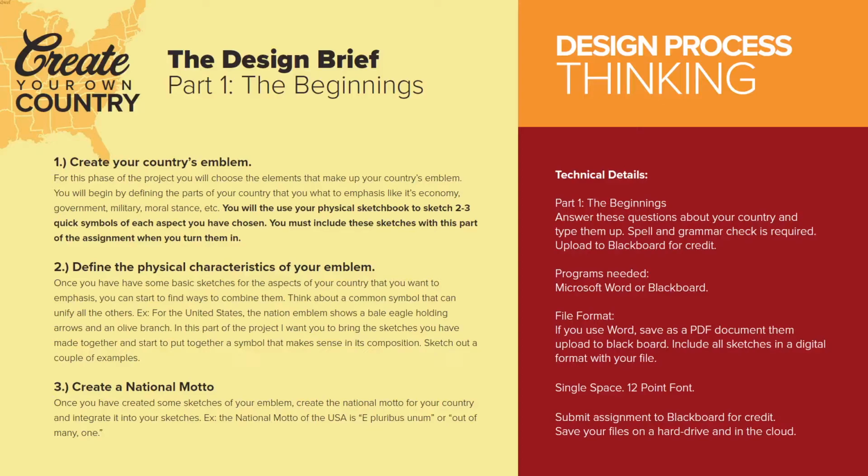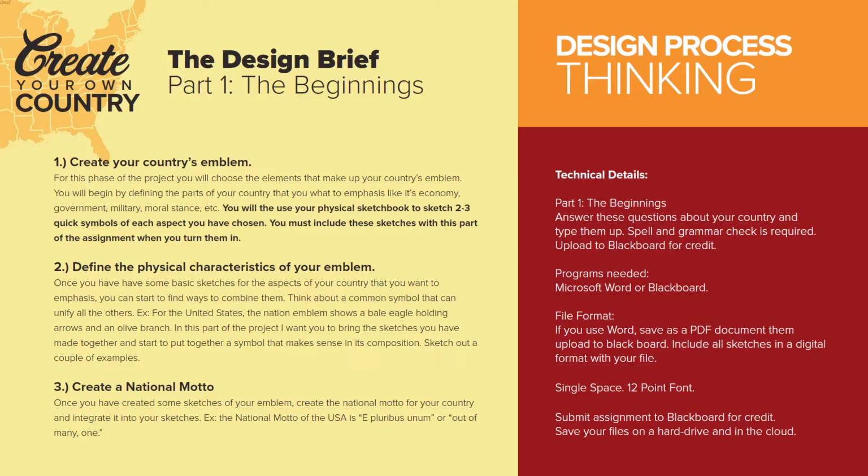So the second part of part 1, once you have some basic sketches for the aspects of your country that you want to emphasize, you can start to find ways to combine them together. Think about a common symbol that can unify all others. Example, for the United States, the national emblem shows a bald eagle holding arrows and an olive branch.